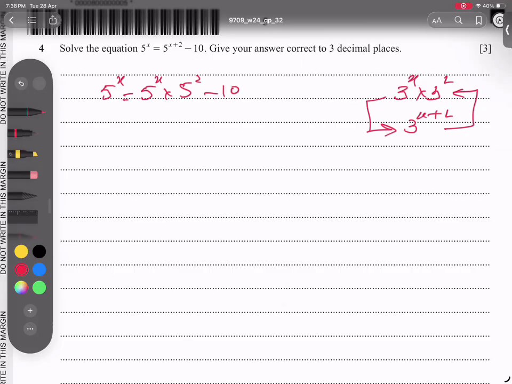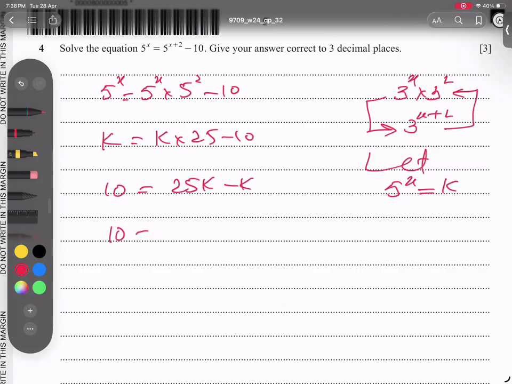Now I'm assuming that whole 5 to power x equal to k. So this turns to be k. I got k equal to 5, this k, and here 25 and minus 10. So I got a 10 comes this way, and 25k minus k. And I get 10 is equal to 24k.